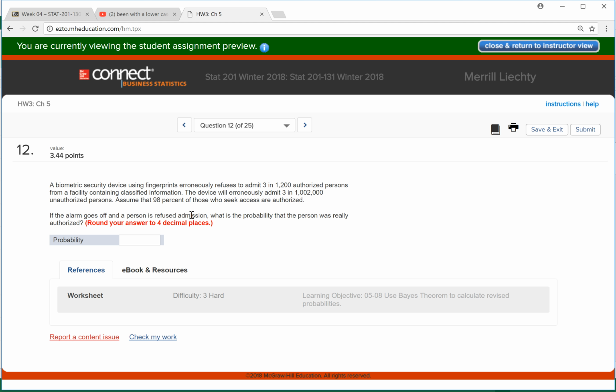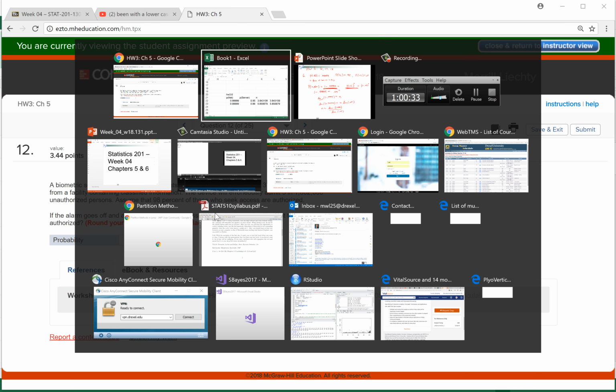Okay. Problem number 12 says a biometric security device using fingerprints erroneously refuses to admit 3 in 1,200 authorized persons from a facility containing classified information. The device will erroneously admit 3 in 1,002,000 unauthorized persons. Assume that 98% of those who seek access are authorized.